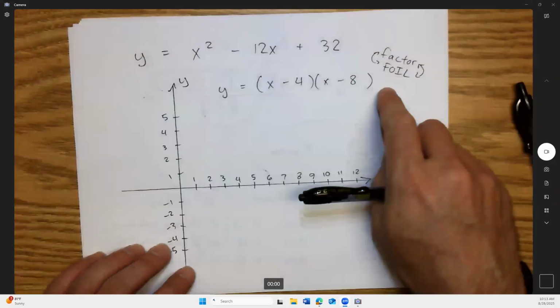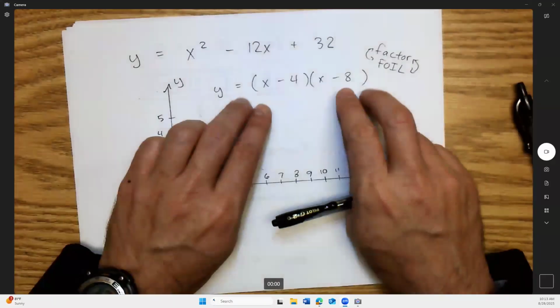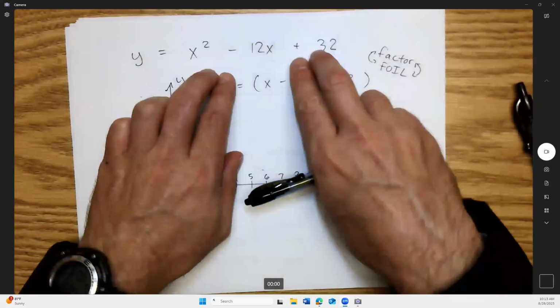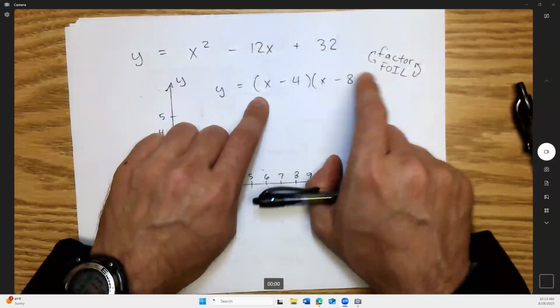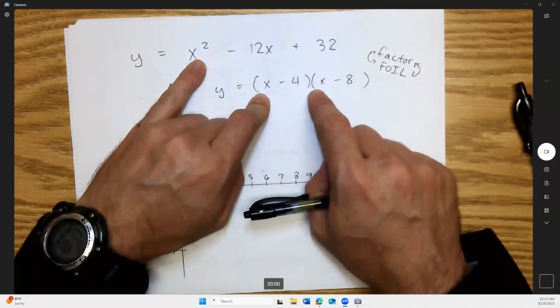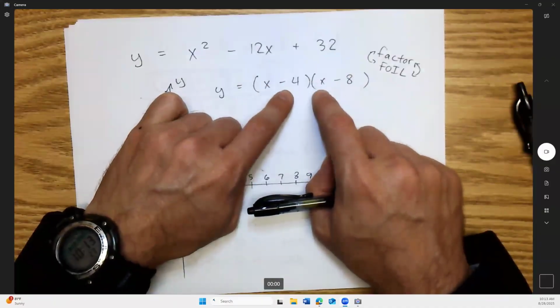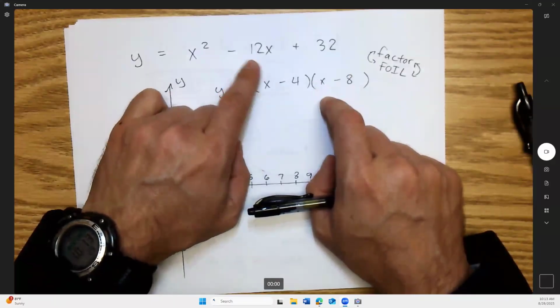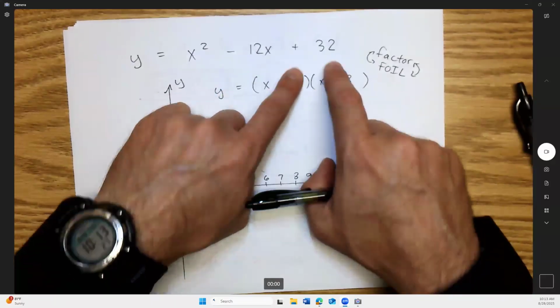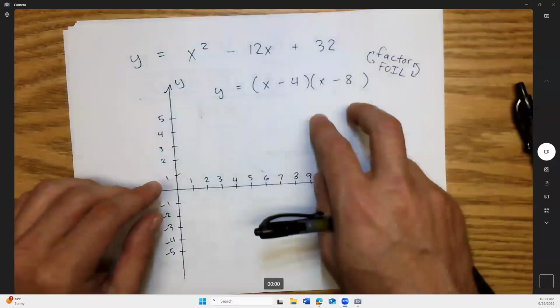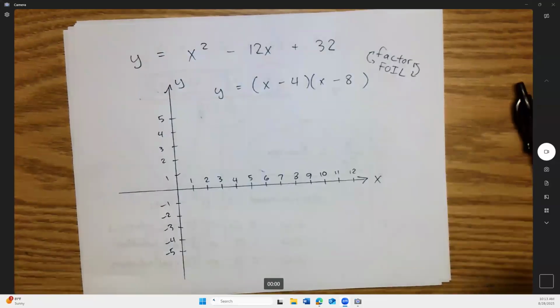Okay. And let's check this. What if I take what I just wrote and do FOIL? I should get back to the beginning. First is x times x, which is x squared. Outside is -8x, inside is -4x. That brings me to -12x. And then -4 times -8 is positive 32. Yeah, that totally works. That's the factored form.